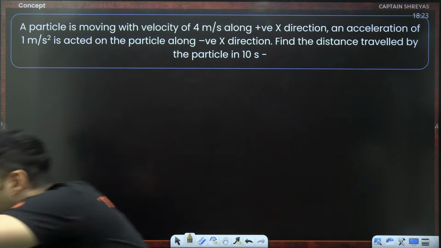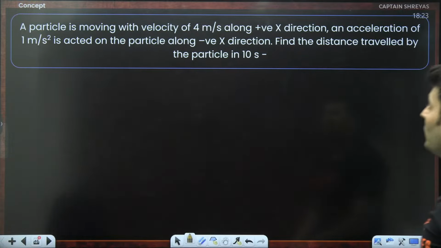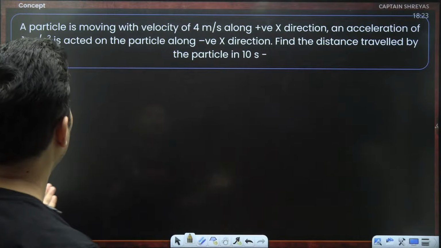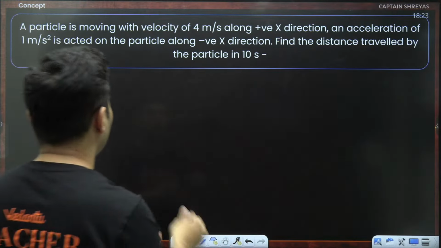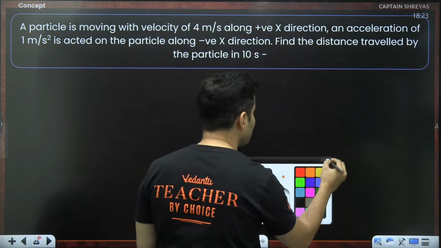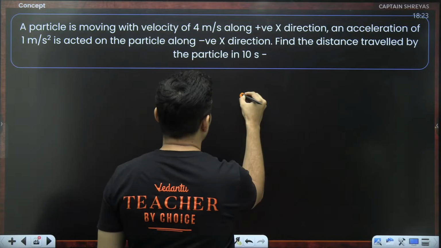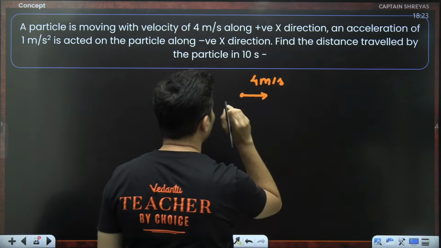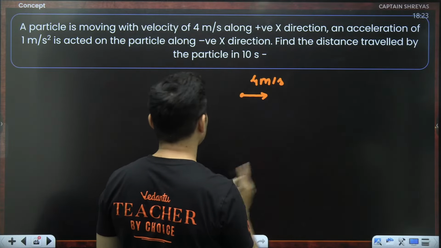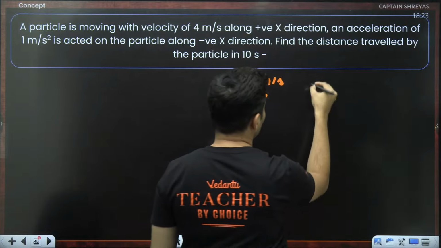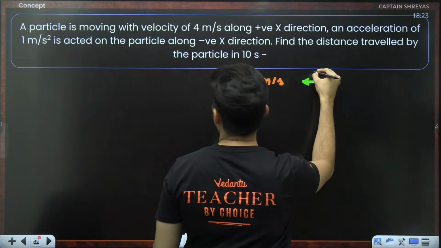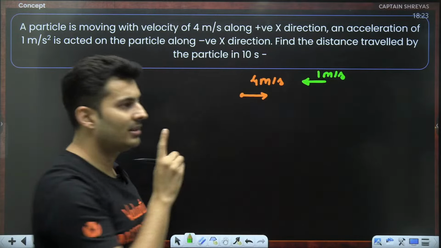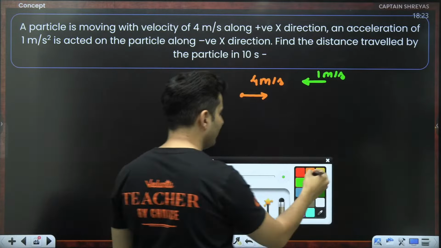Understood. Very good. Okay, a particle is moving with some velocity along the positive direction, with an acceleration of 1 along the negative x. Find the distance traveled by the particle in 10 seconds. Interesting question, guys. The particle is initially going with a speed of 4 meters per second, but clearly it is mentioned the acceleration is on the negative side. So our acceleration is 1 meter per second square. So 100% the speed will reduce. Do you guys agree with it?